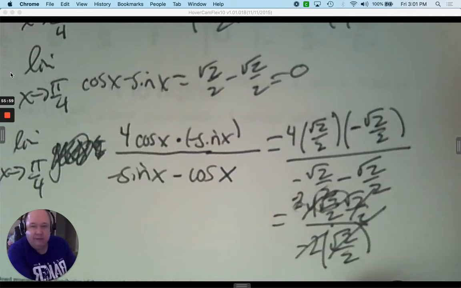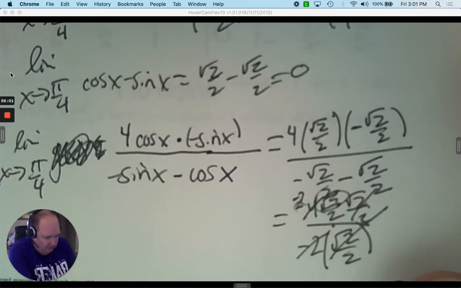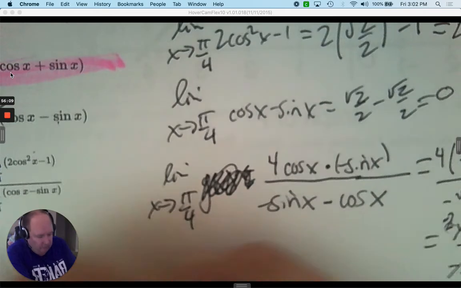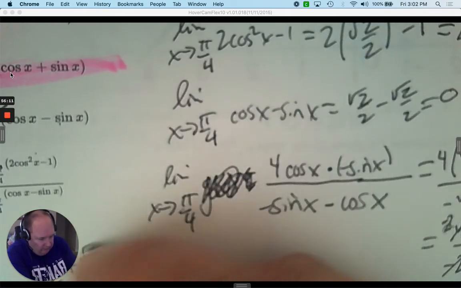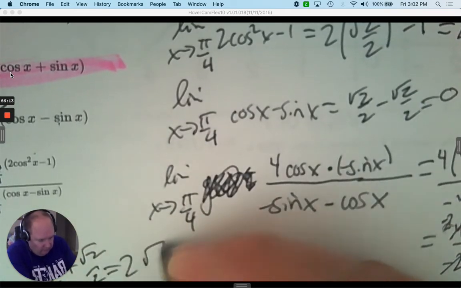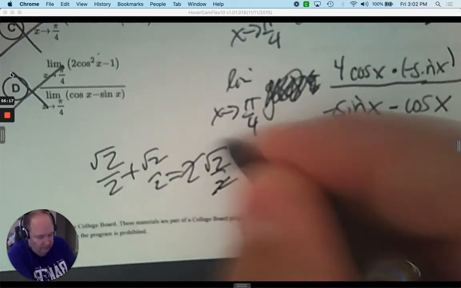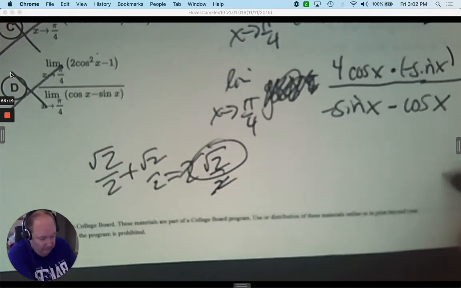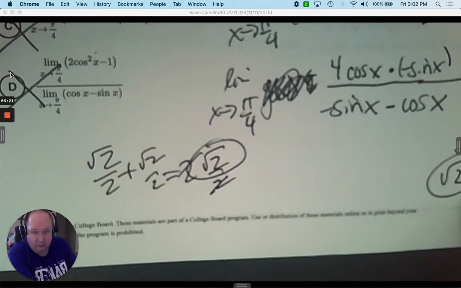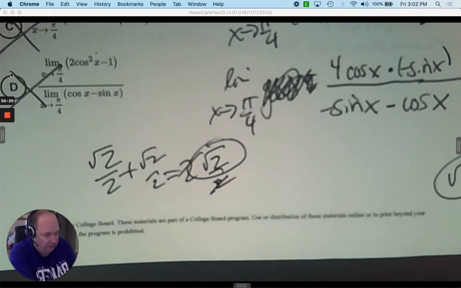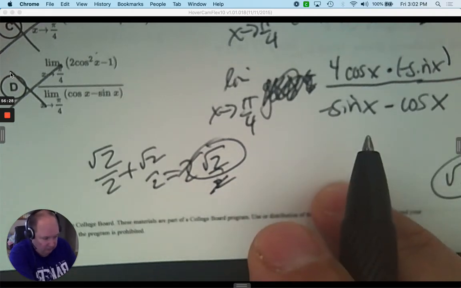Perhaps if I simplified this, I'd have a better sense of it where they could be equivalent. Well, root 2 over 2 plus root 2 over 2 is 2 root 2 over 2. So the 2's divide out. So I do get the same answer. So the answer I get here is root 2. The answer I get here is root 2. So it does give you the same answer by doing L'Hopital's rule that way.